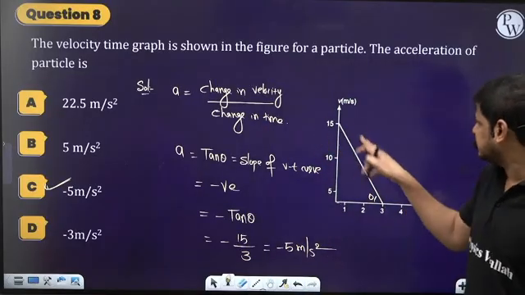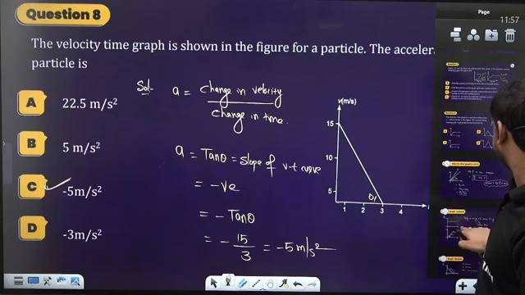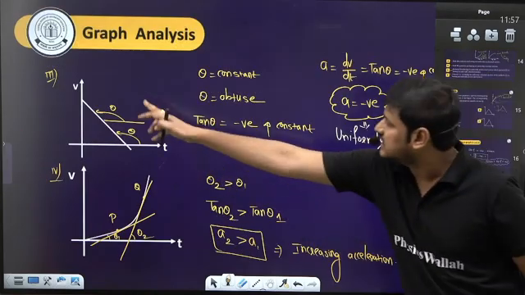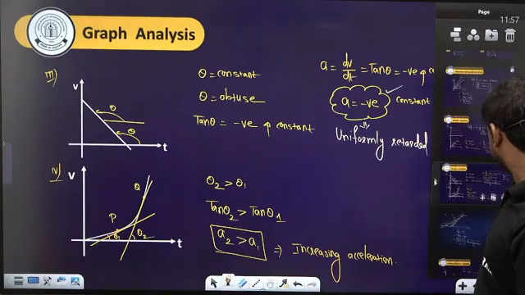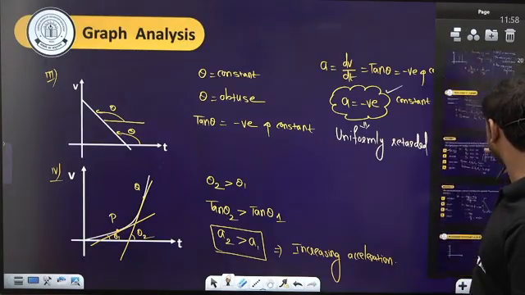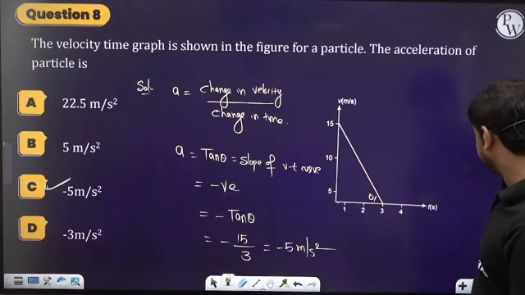If the VT curve is like this, we have already seen, the acceleration should be negative, right? So that's all. The same question they asked here. Done? Chal. Next.